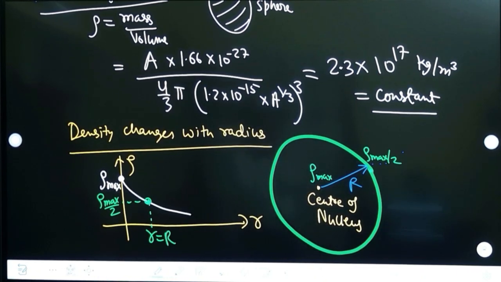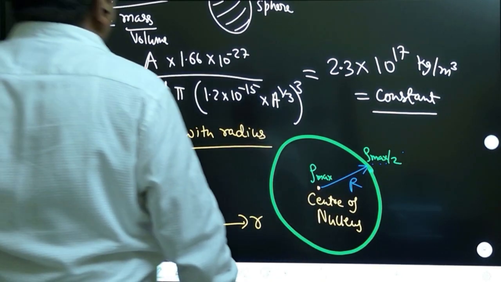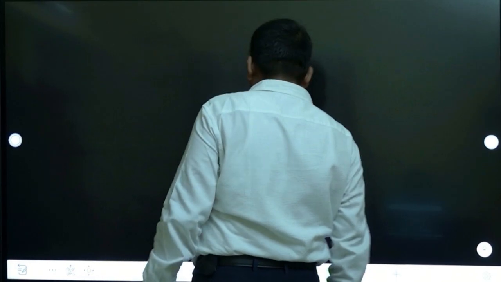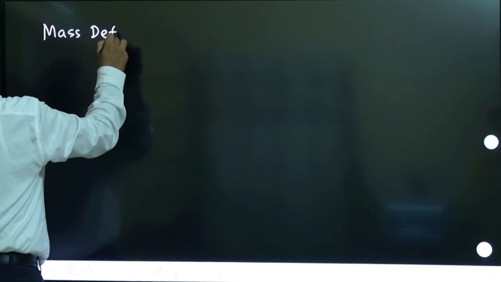Let us continue to cover the topic, because a lot of theories are there in this chapter and we need to wind up this topic. So now we will understand mass defect. What is the concept of mass defect?